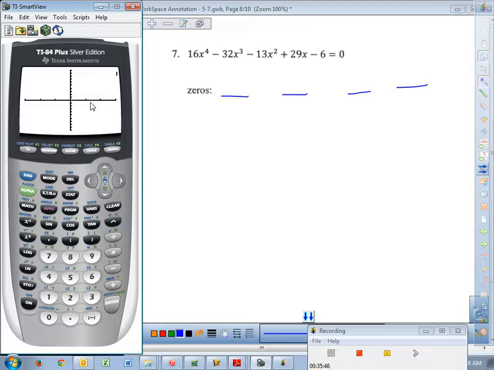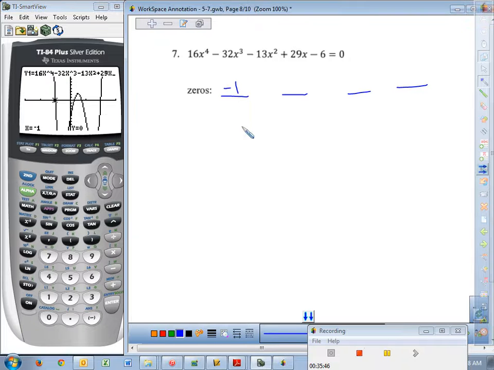Let's take some wild guesses. Where's some wild guesses? Negative 1, so trace negative 1. There's one of them. Right? Any other wild guesses? Trace 2. Come out nice? Okay, I'll let you finish this.